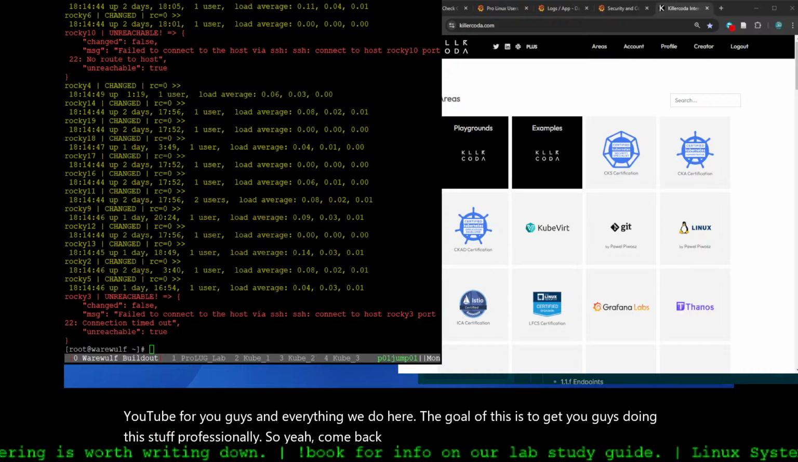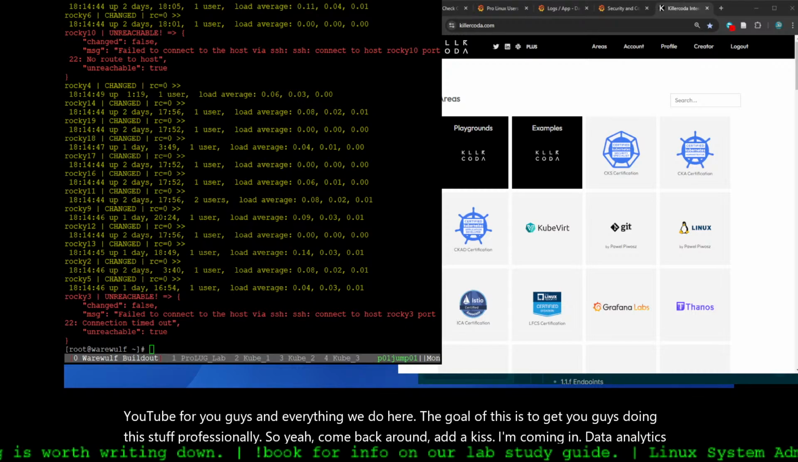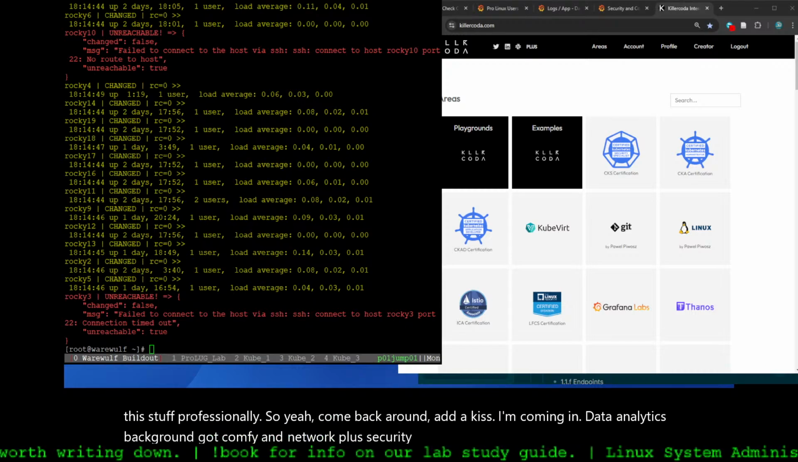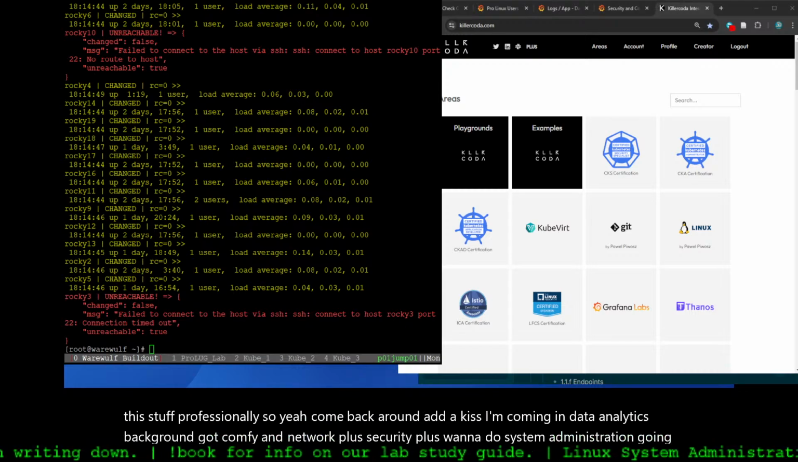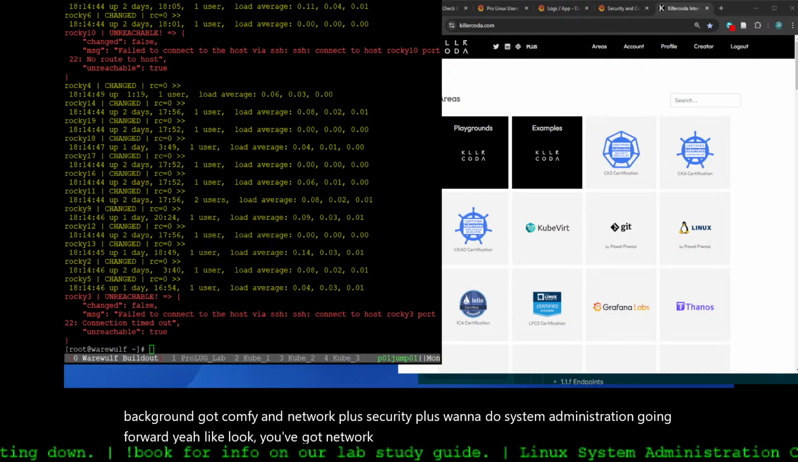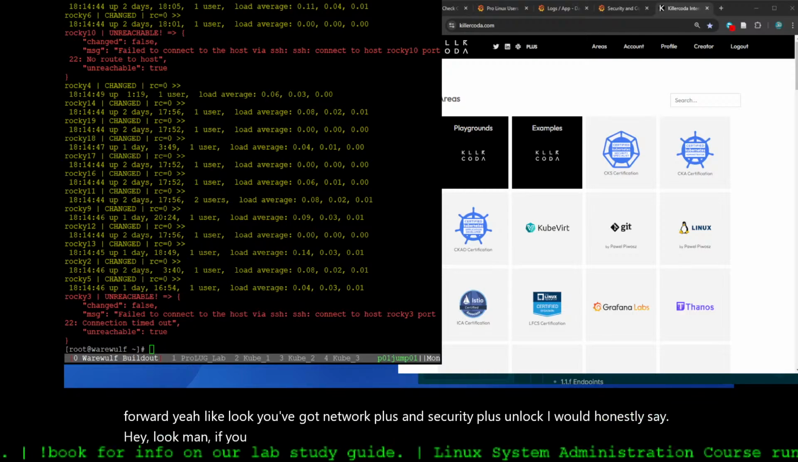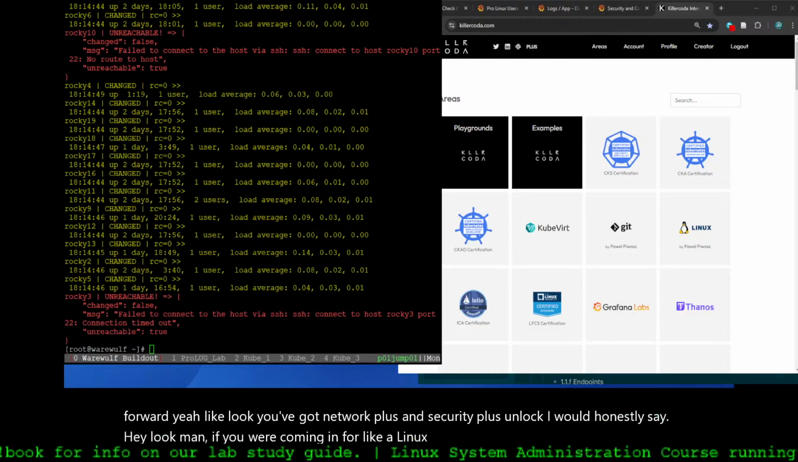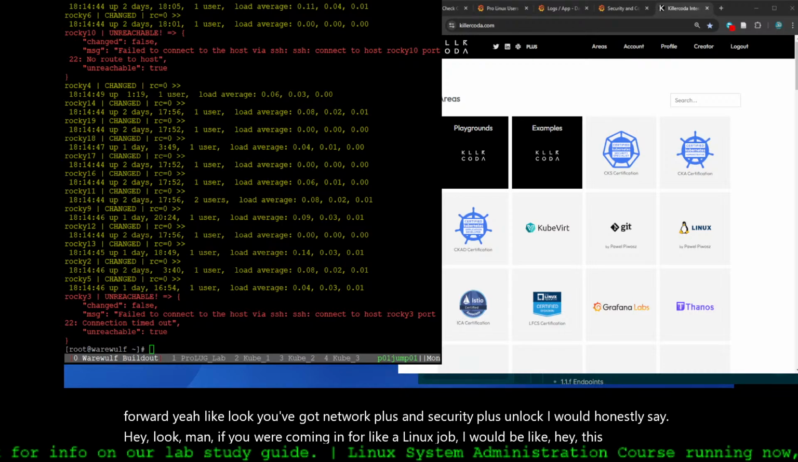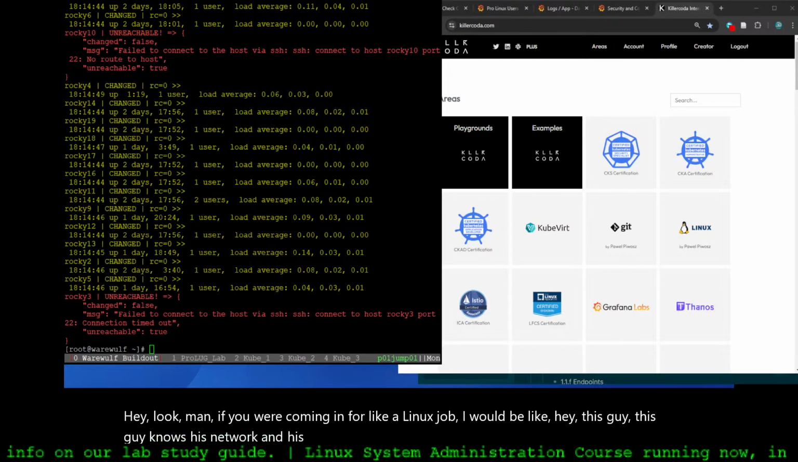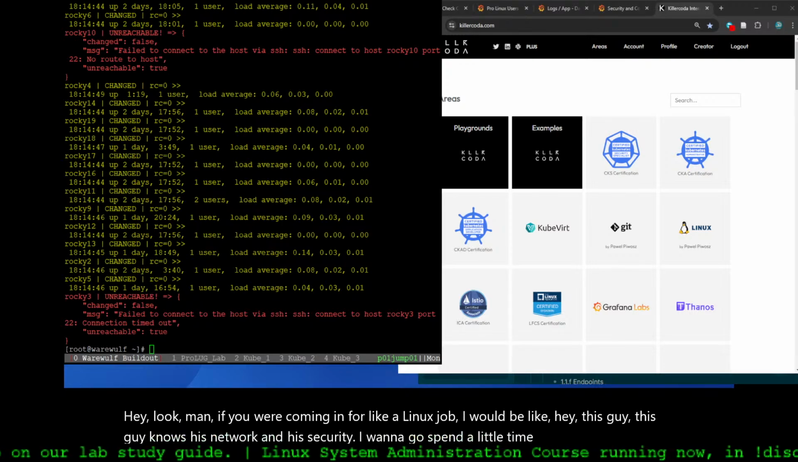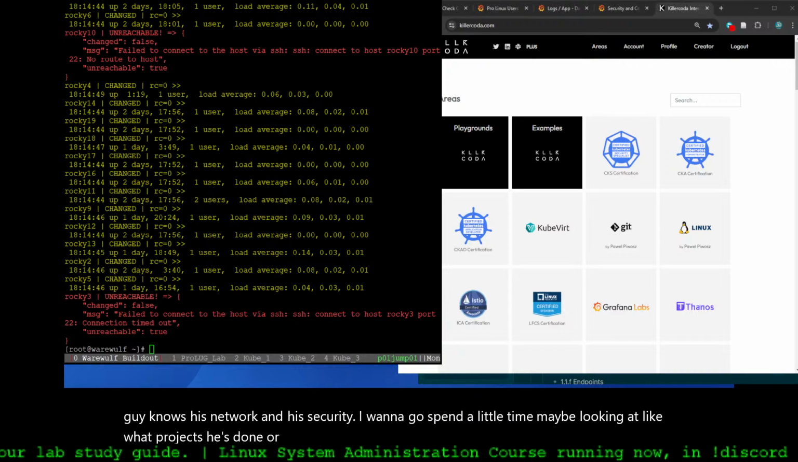Atticus, I'm coming in with a data analytics background, got CompTIA Network Plus and Security Plus. Want to do system administration going forward. Yeah, look, you've got Network Plus and Security Plus on lock. I would honestly say, if you were coming in for a Linux job, I would be like, hey, this guy knows his network and his security. I want to go spend a little time maybe looking at what projects he's done or what experience he has, if that makes sense.